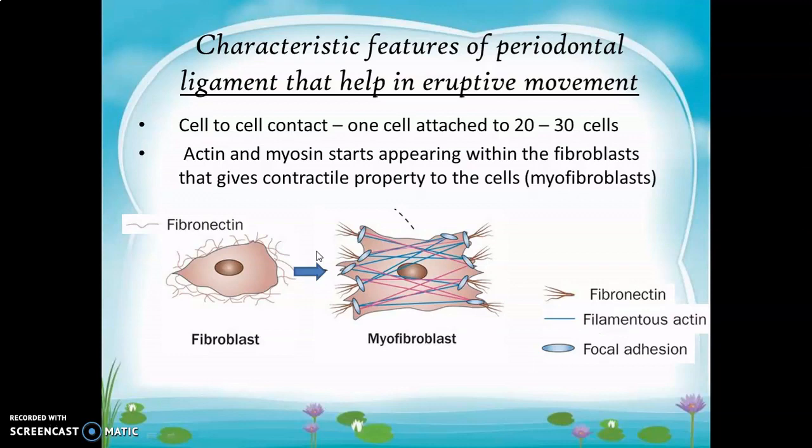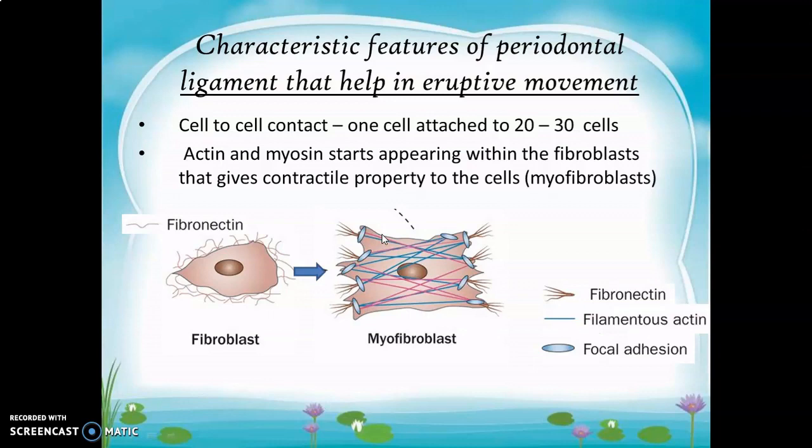Another important feature is development of actin and myosin microfilaments, as you can see here, which are internally connected to the cell membrane. These filaments give the cell a contractile property, so the periodontal ligament fibroblasts are termed as myofibroblasts. Not only are the fibroblasts connected to each other, but they also develop connections with extracellular collagen fibers of the periodontal ligament, which is known as fibronexus.